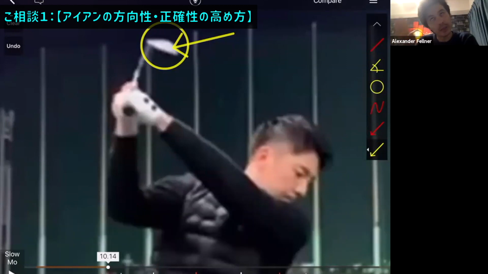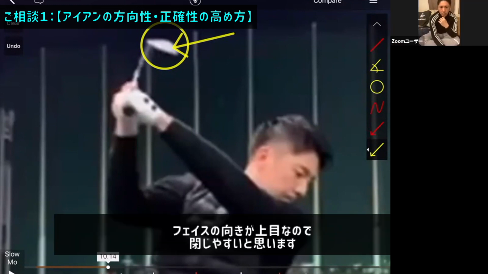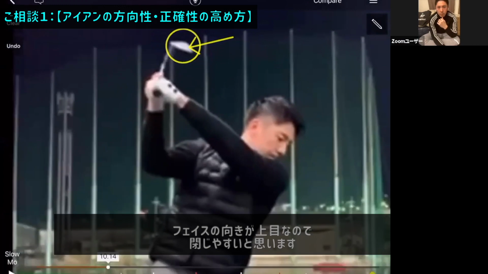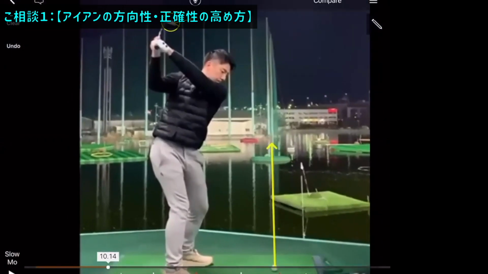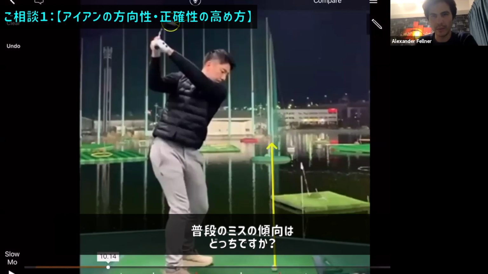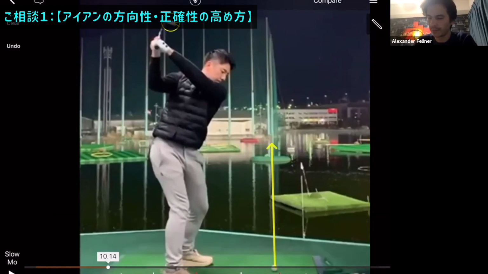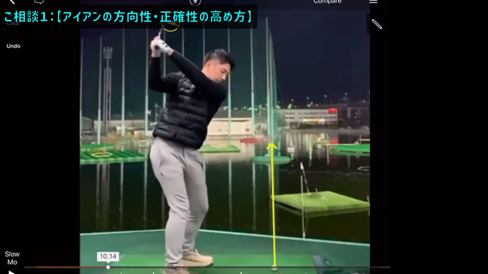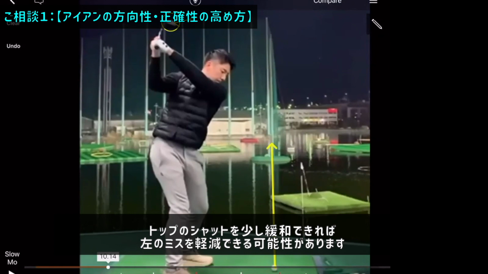Yeah, exactly, right? And where is he currently missing the ball most of the time? Exactly. So then that would lead me to having maybe a hypothesis that if we got the face a little bit less shut, that could maybe potentially help us with those left misses.